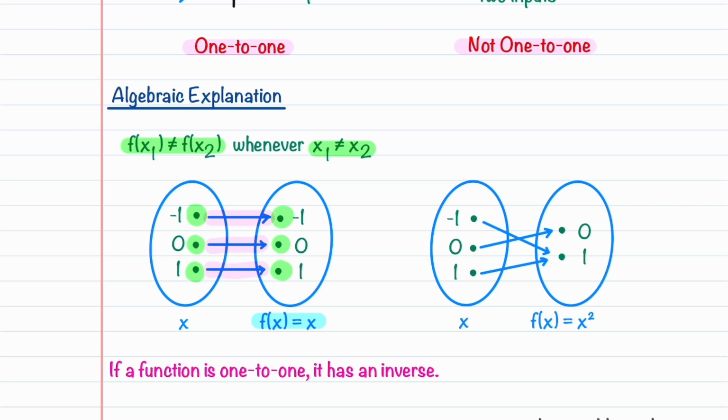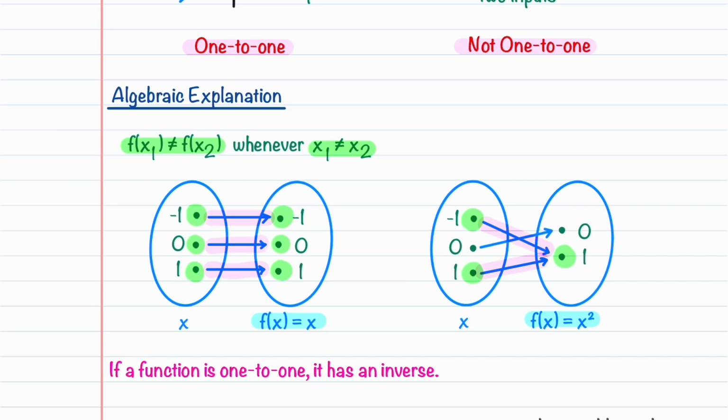Now let's look at our function that is not one-to-one. That function is our f of x is equal to x squared. For this function, notice that we have the points 1 and -1 for x. That's our input value. Both of those points map to the same f of x value, which is 1. So we have two inputs mapping to one output. And because of that, our function is not one-to-one.